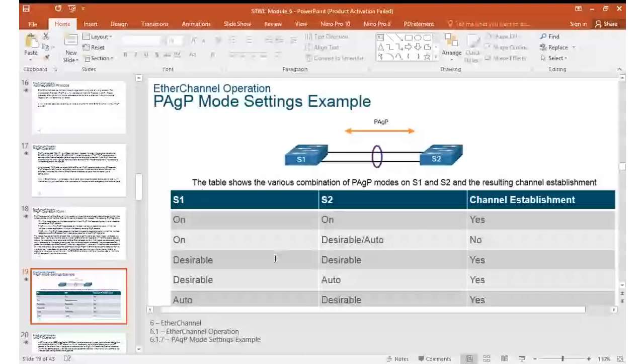So that's an example. If you configure PAGP between switch 1 and switch 2, how are the modes going to behave? At what point do we establish a channel, or combine the interfaces on switch 1 and switch 2 so that they operate as a single interface? That table describes the outcomes under which the channel can be formed or established.